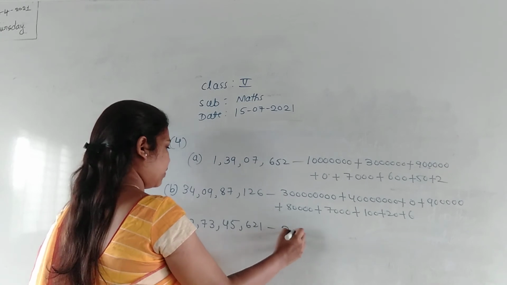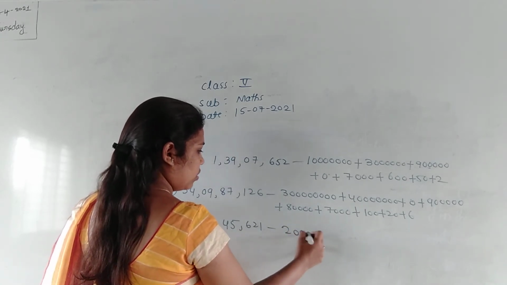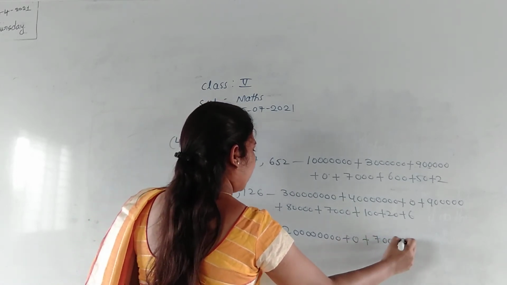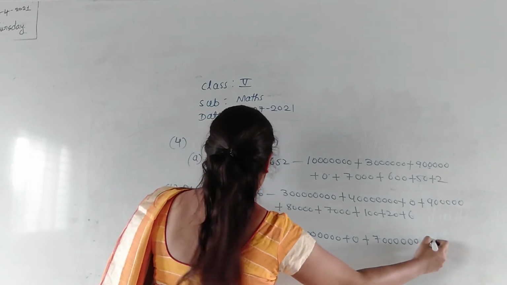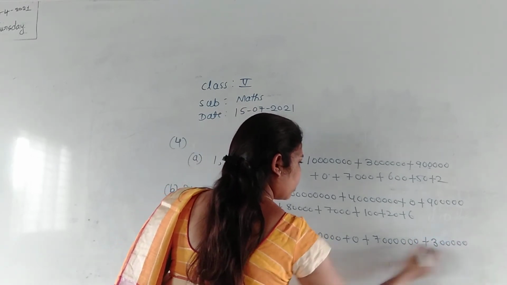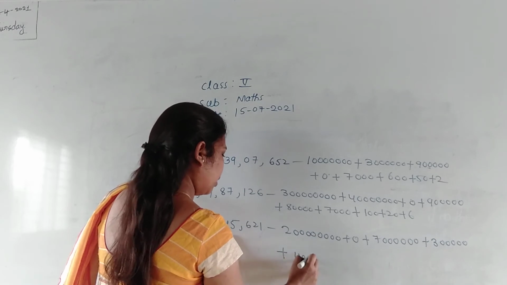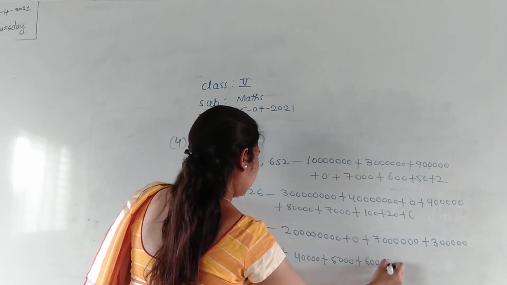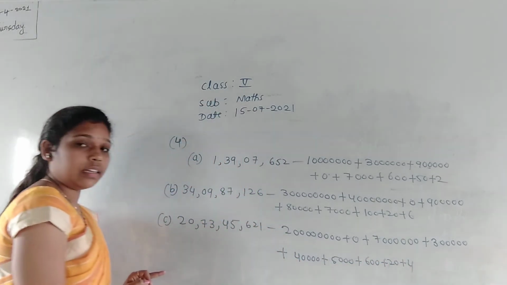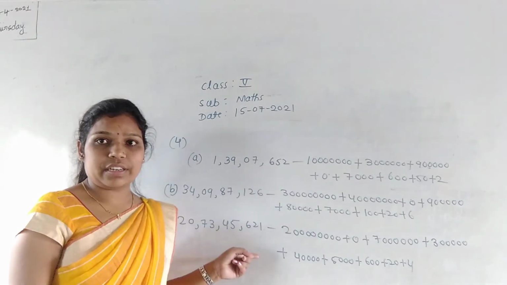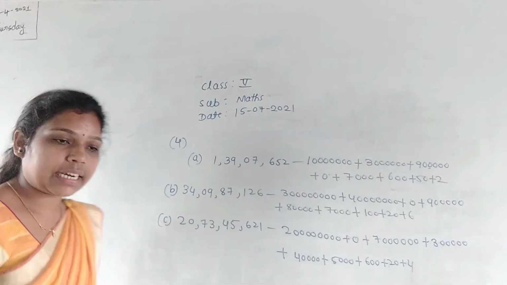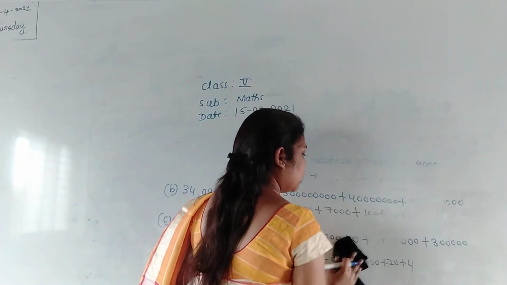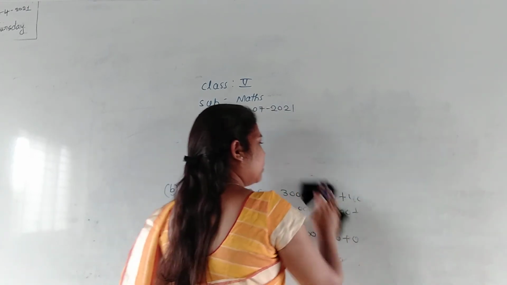Next. So next will be 20 crore. So it is 8 zeros plus 0 plus 70 lakh plus 3 lakh plus 40,000 plus 5,000 plus 600 plus 20 plus 4. So this is the expanded form of the given numbers. Okay. So the last main is write in the standard form. Fifth main. The last main is write it in the standard form.